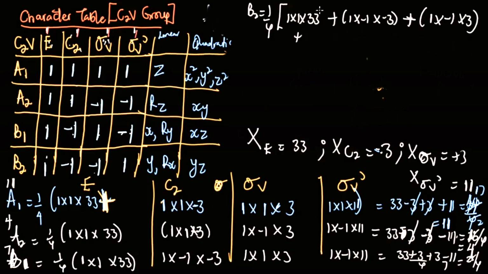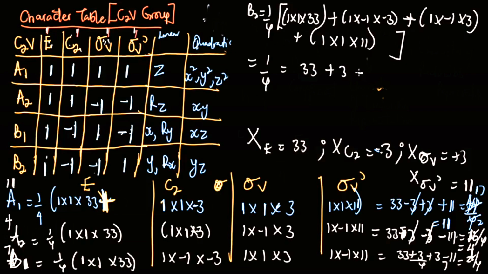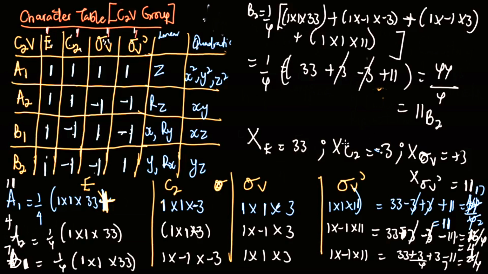And the last one we have it to be 1 times 1 times 11. So we have this to be 1 over 4, brackets, 33 plus 3 minus 3 plus 11. So we have 44 over 4 equals 11. So this is 11B2. Just take note that anytime you have a decimal as your division, just know you've done the wrong stuff.